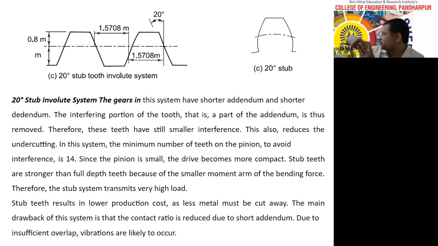Therefore, this tip of the tooth will undercut. Undercutting means removing of the portion at the bottom of the tooth. Because of that, if the portion is removed at the bottom, what will happen? Tell me. Will that other gear become too weak or not?